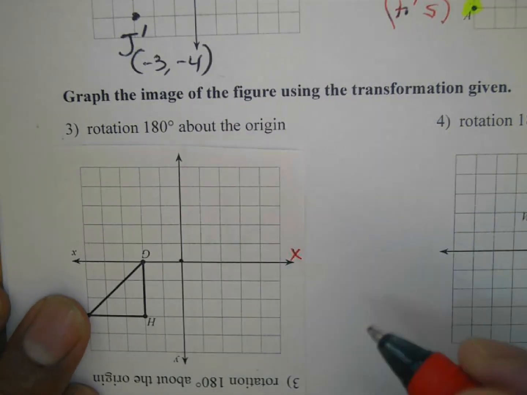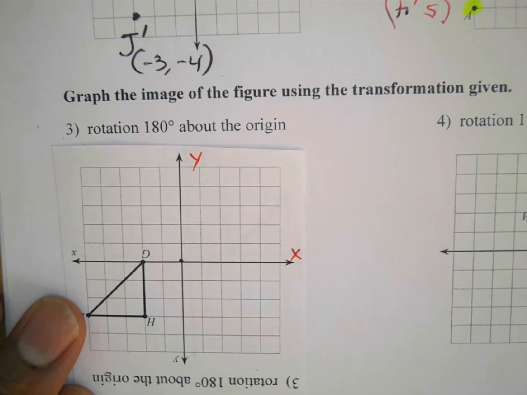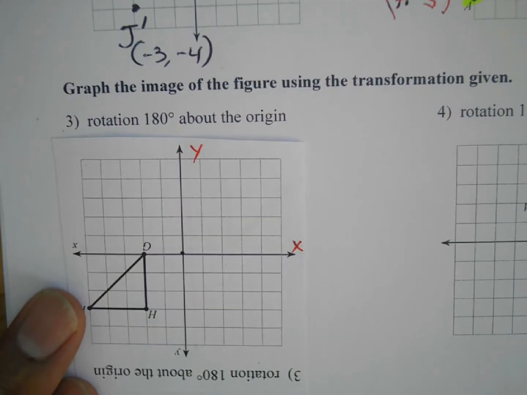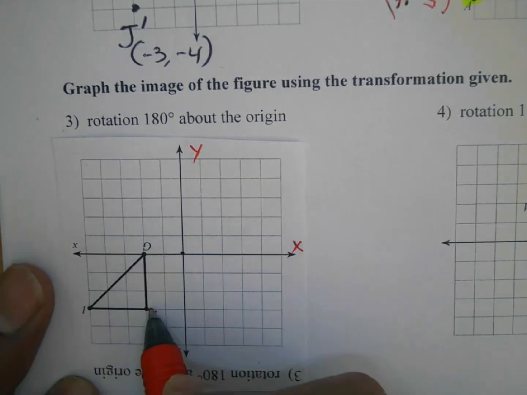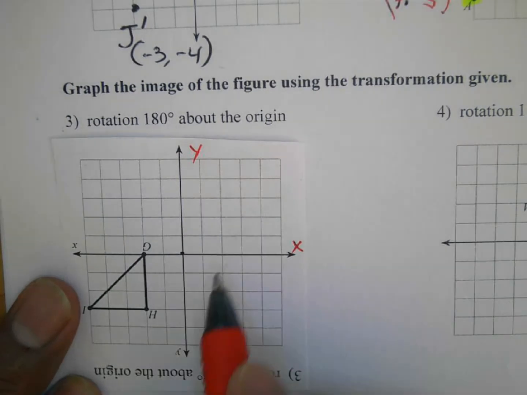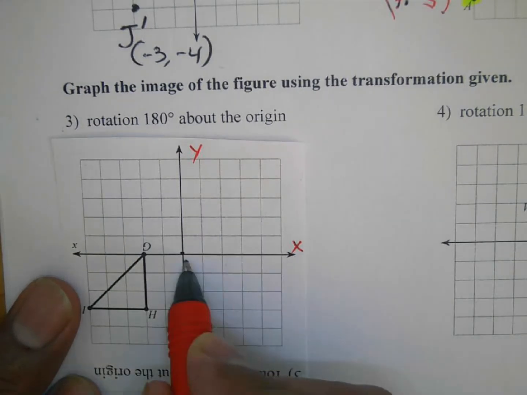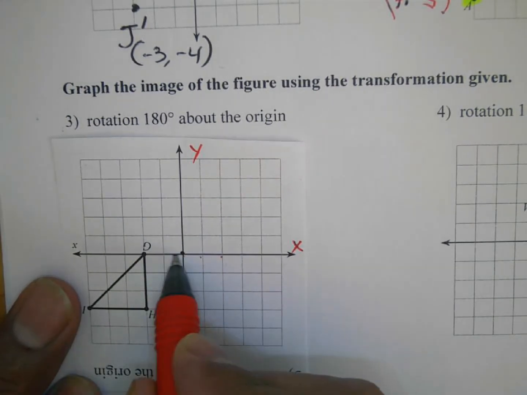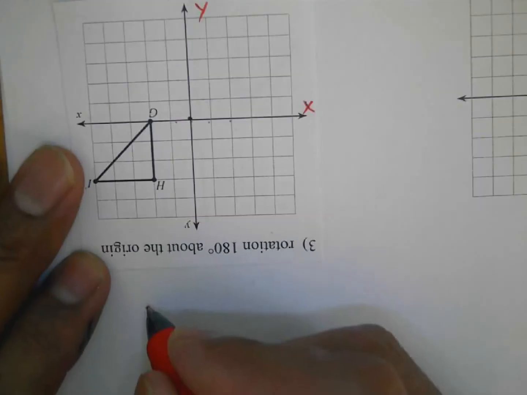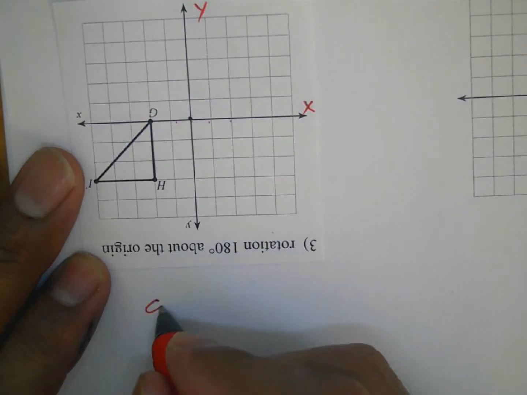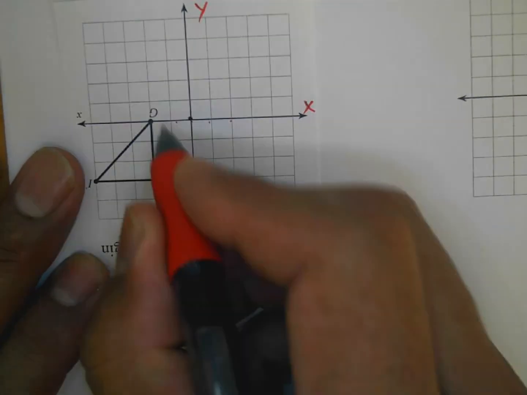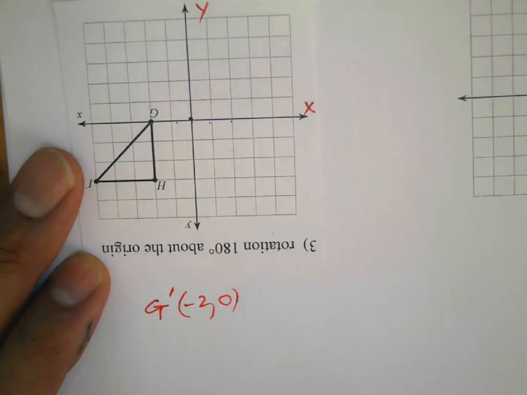So now you're going to pretend this is X and this is Y. And then what you're probably going to want or need to do is get the coordinates for these. So what's this coordinate? If this is X, this is positive 1, positive 2. This is X, negative 1, negative 2. So G, our new G prime, is negative 2 and nothing up, nothing down. Negative 2, comma 0.